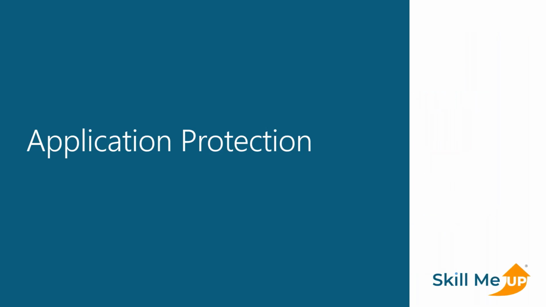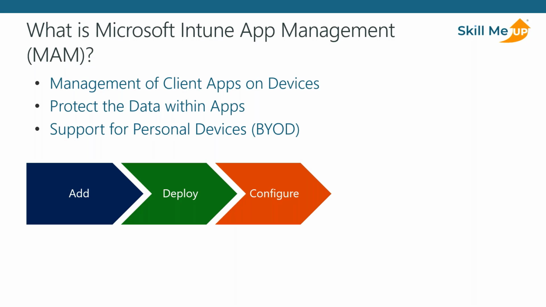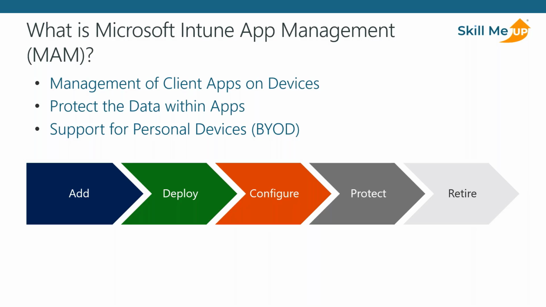Okay, so our next thing to look at is actually application management. So we've decided we've got ATP protecting bits and pieces. We have mobile device management specifically for devices that we protect using Intune. And now we're going to talk about what's called MAM. So this is Microsoft Intune Application Management. And so this allows management of client apps on a device. You protect the data within the apps. And of course, this is the BYOD piece. So we add, deploy, configure, protect, and then we can retire as needed.